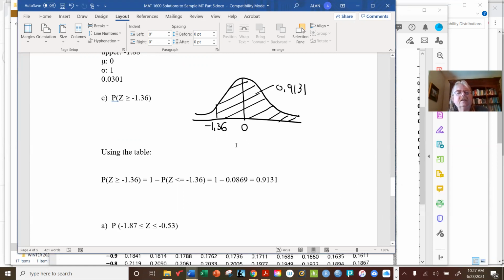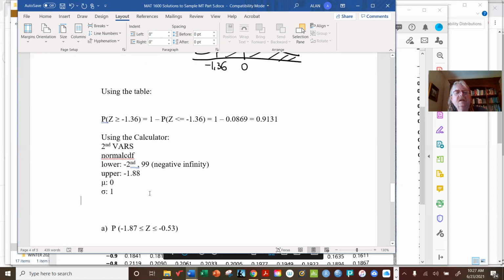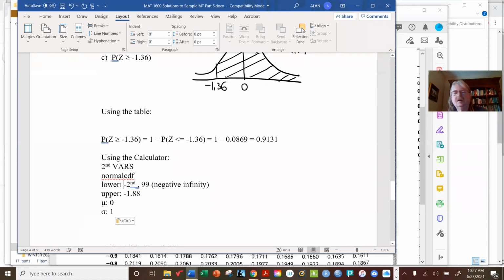Okay, we're good. And the calculator, of course, will do this directly. No adjustments are needed. This time, what is it? Everything from negative 1.36 up to positive infinity. And of course, 0 and 1 for the standard deviation and the mean. So let's plug that in. Negative 1.36 up to positive infinity will give us 0.9131. Yeah, no, that's it. It's perfect.